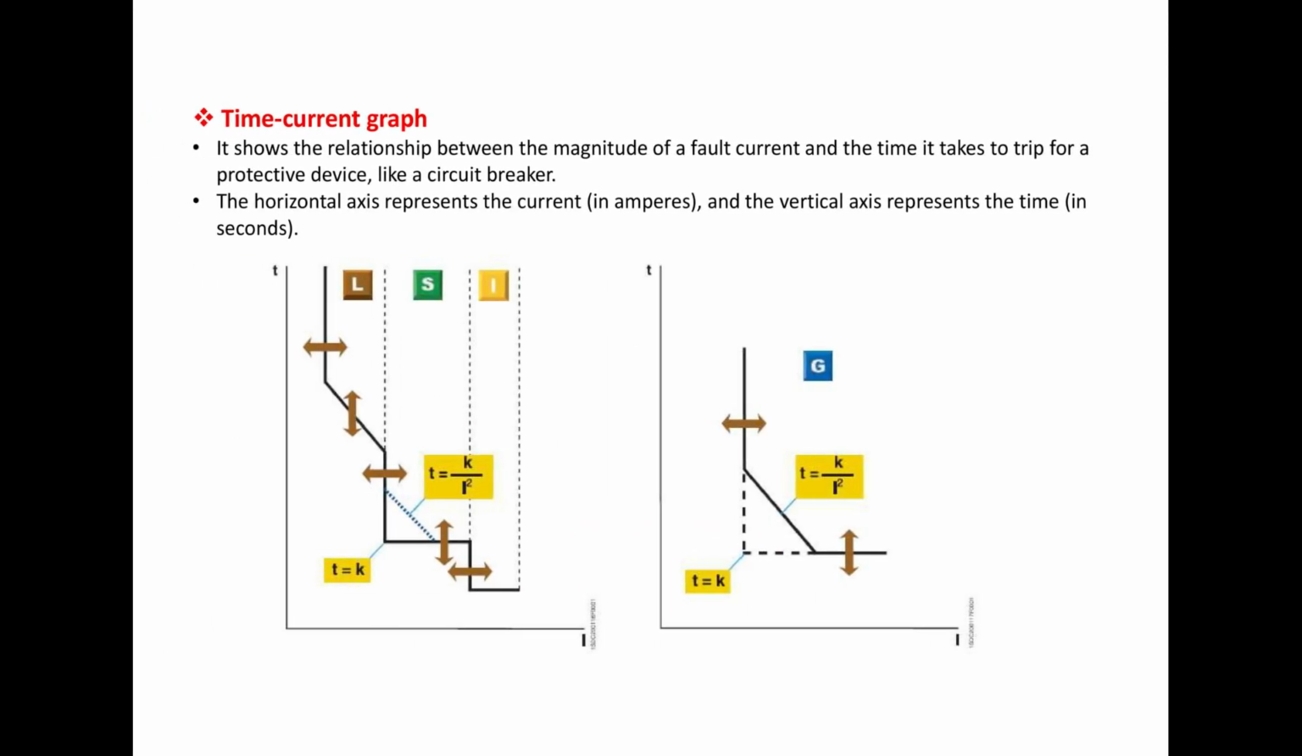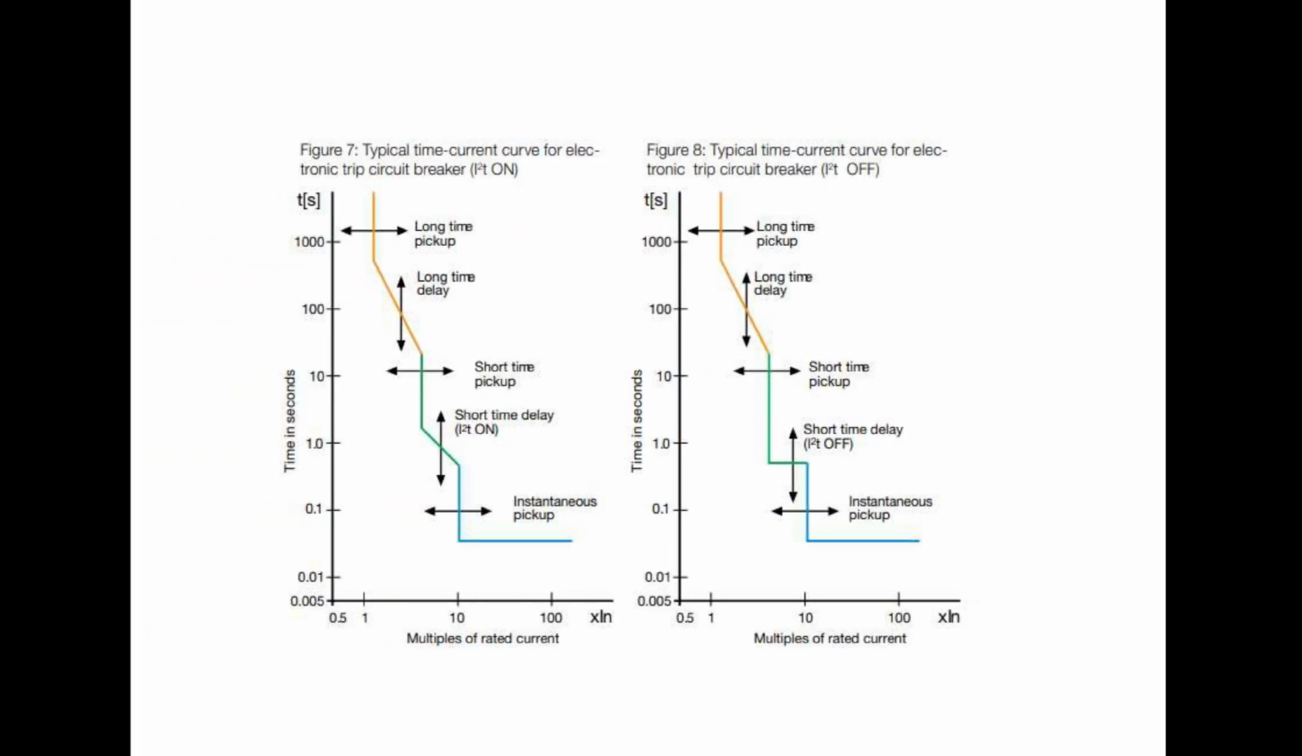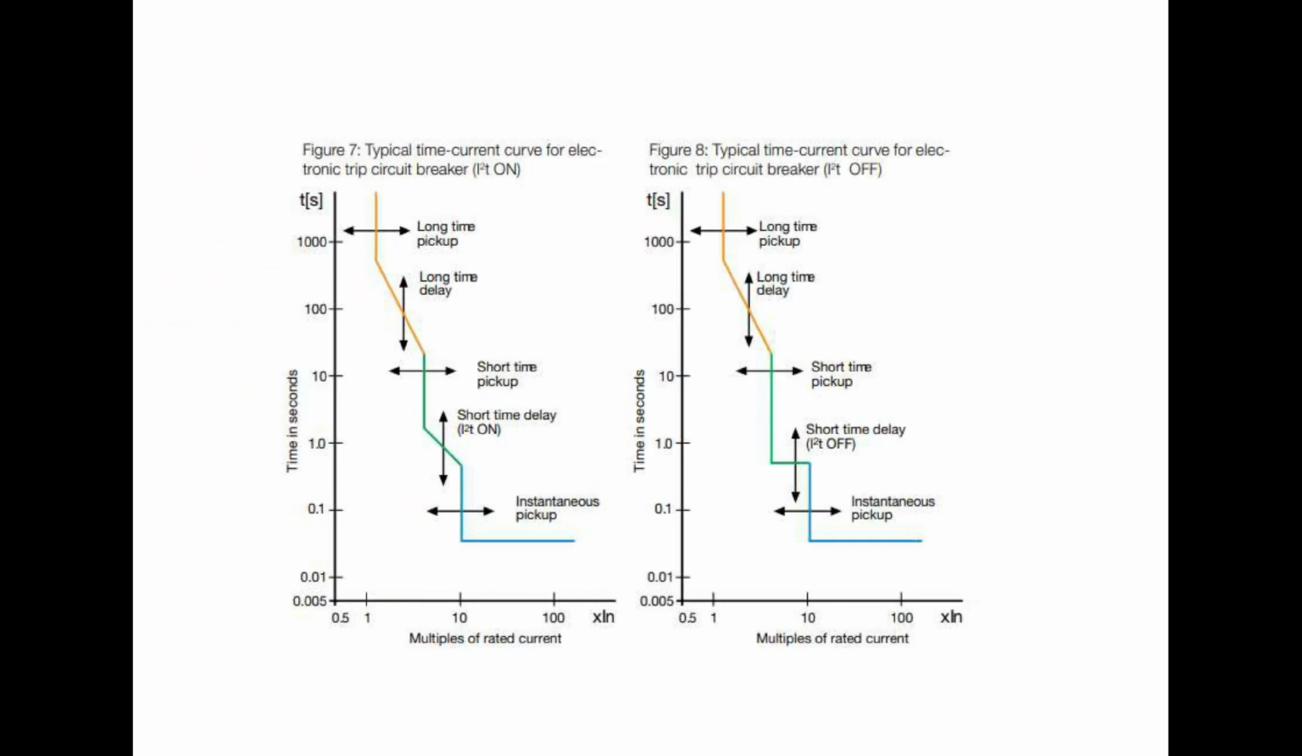Now let's have a look at the time current graph. It shows the relationship between the magnitude of a fault current and the time it takes to trip for a protective device like a circuit breaker. Here the horizontal axis represents the current in amperes and the vertical axis represents the time in seconds. This is also the same time current graph, but here the two graphs are separated by different curve types, where in one graph I square t is on and in the other graph I square t is off.